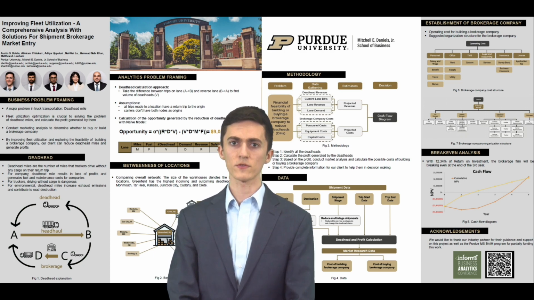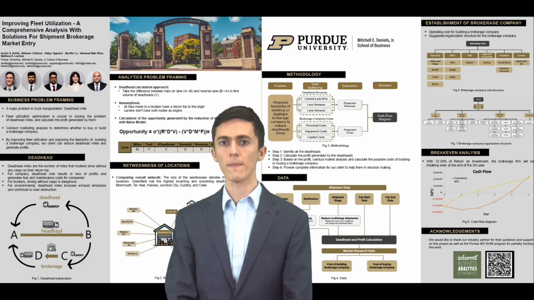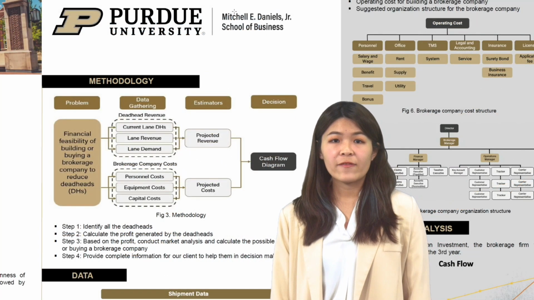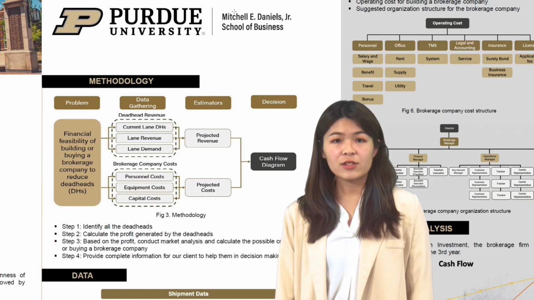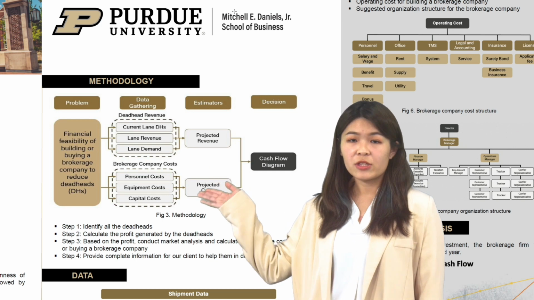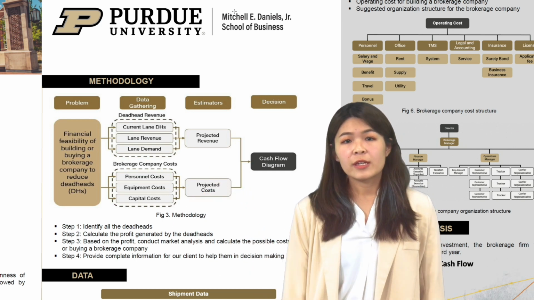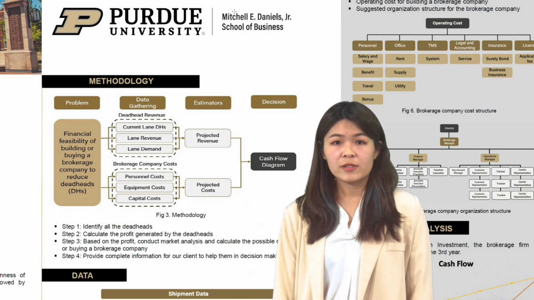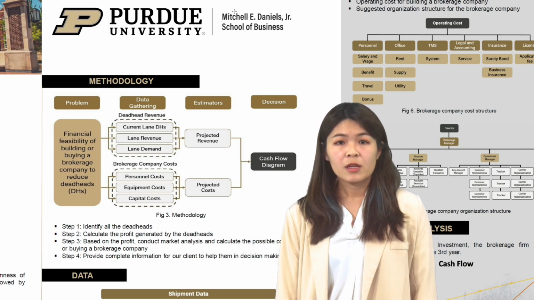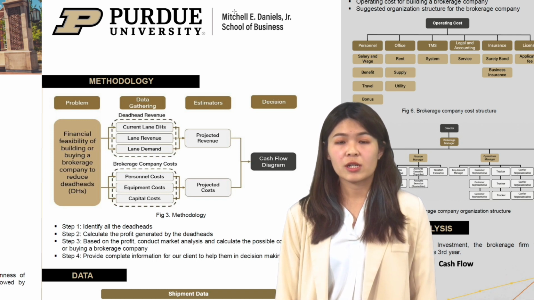Now that we have this understanding of industry in place, we can talk about the methods for conducting the financial analysis. To see whether there is a financial feasibility for our client to build a brokerage company to reduce deadheads, we came up with this methodological diagram. We gathered two groups of data. One is for the calculation of deadheads and the revenue generated by them, and the other is for the calculation of costs for building a brokerage company.